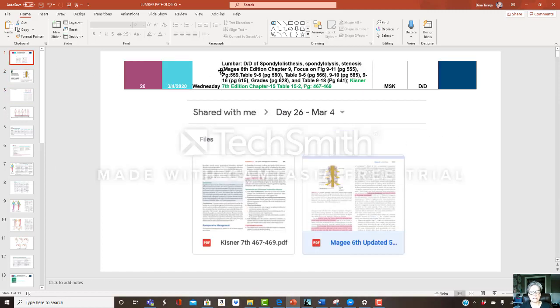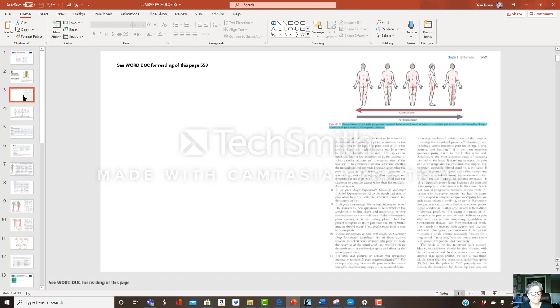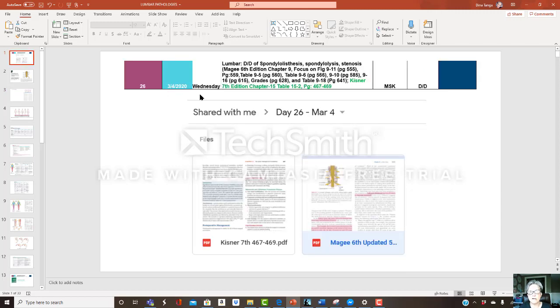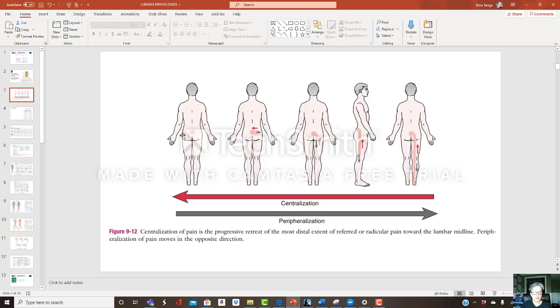So the next thing we're going to do is page 559. So I copied the reading from 559, but there's also a figure on 559. He doesn't really specify what we're supposed to focus on on page 559. So we'll do both. Let's start with the figure.